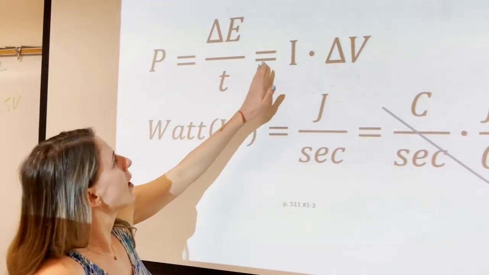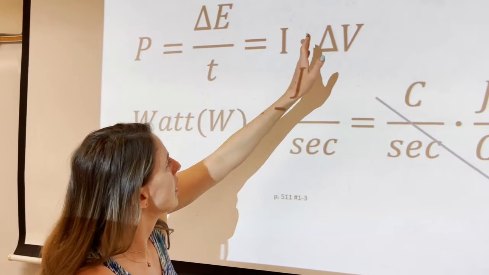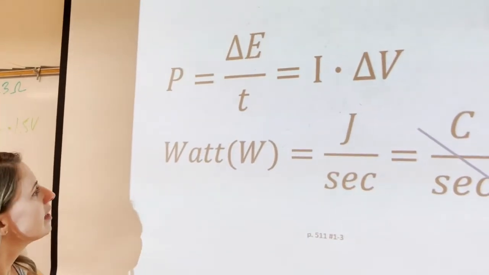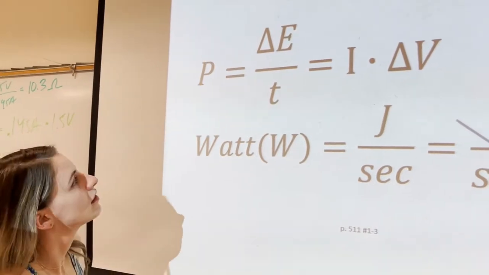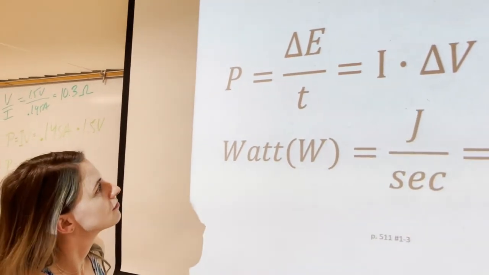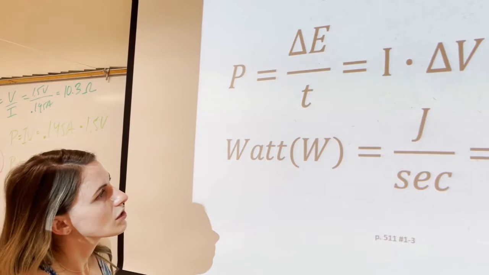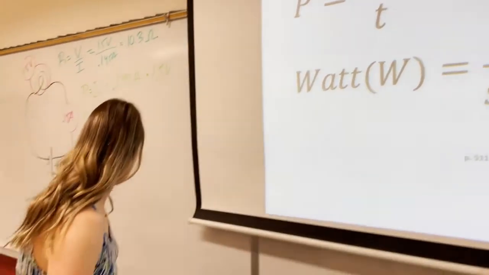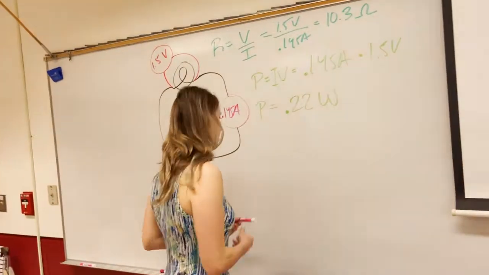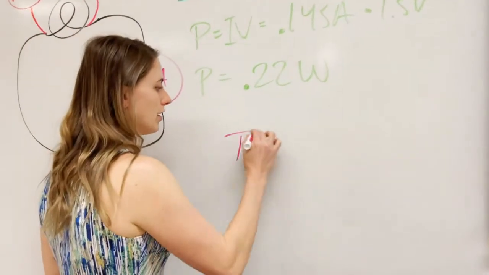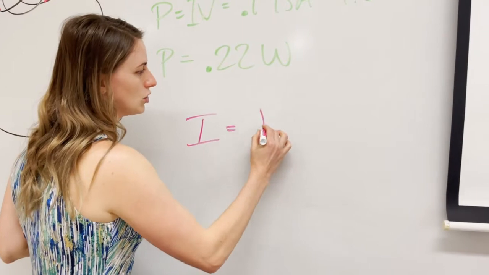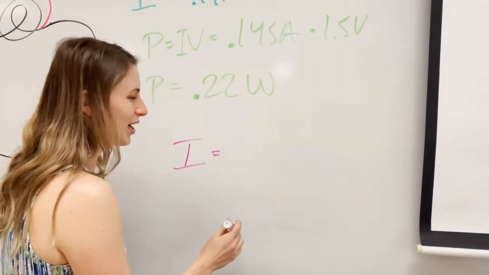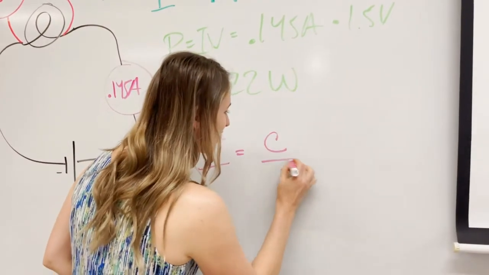We also know that power is current times the change in electrical potential difference. It occurs to me that we should have the units for current and the units for volts. What is an ampere and what is a volt? For current, an ampere is coulombs per second, because we're talking about the electrons. That's right, coulomb per second.